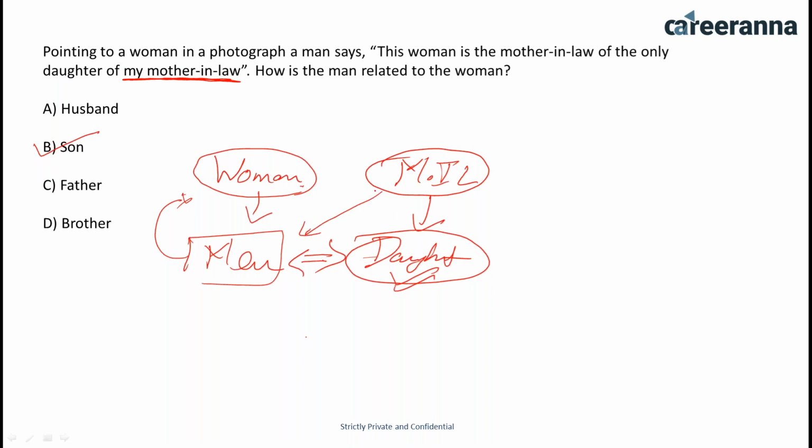Now she is the only daughter of my mother-in-law. So that means this man is talking about his wife. That only daughter is going to be this man's wife, and that is the relation with my mother-in-law. That's how we can set up a relation between all these four members. How is this man related to the woman? If you see from here, you can directly see this man is related to this woman with the relation of son.